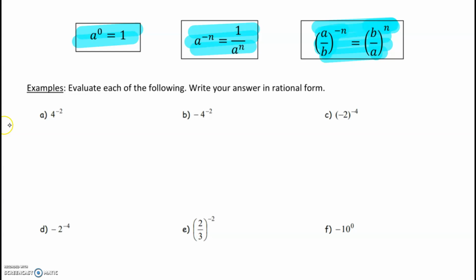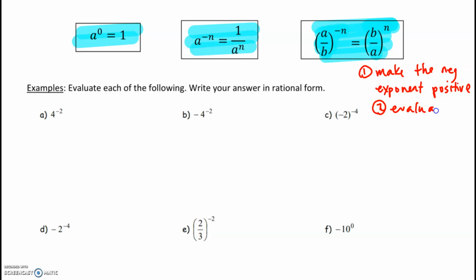All right, first example. Evaluate each of the following, write your answers in rational form. So the first thing we're going to do is make the negative exponent positive. Don't try to go to the final answer. I need to see that step. Once you've done that, then we're going to go ahead and evaluate.